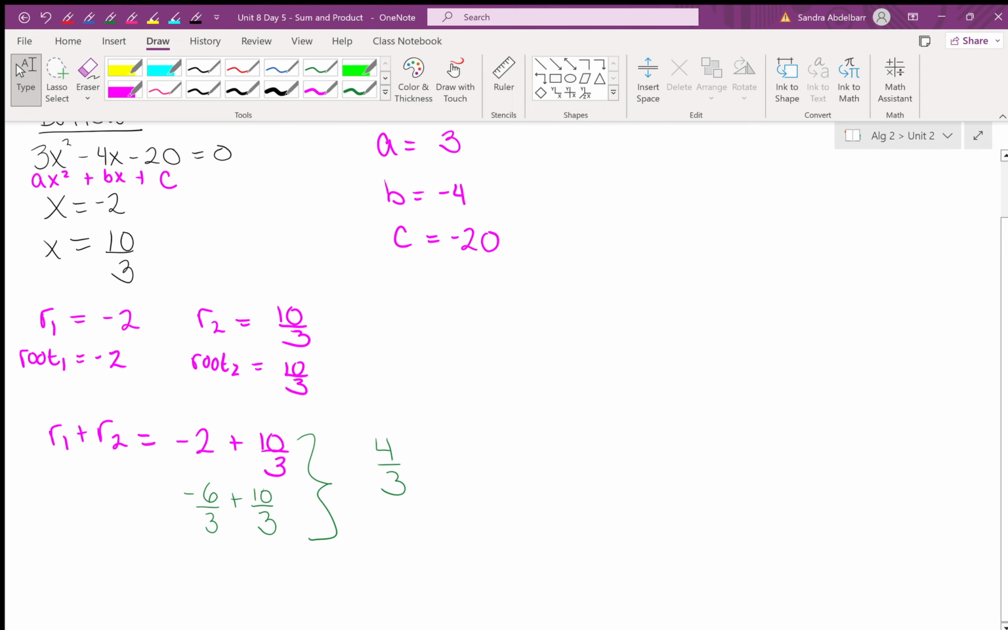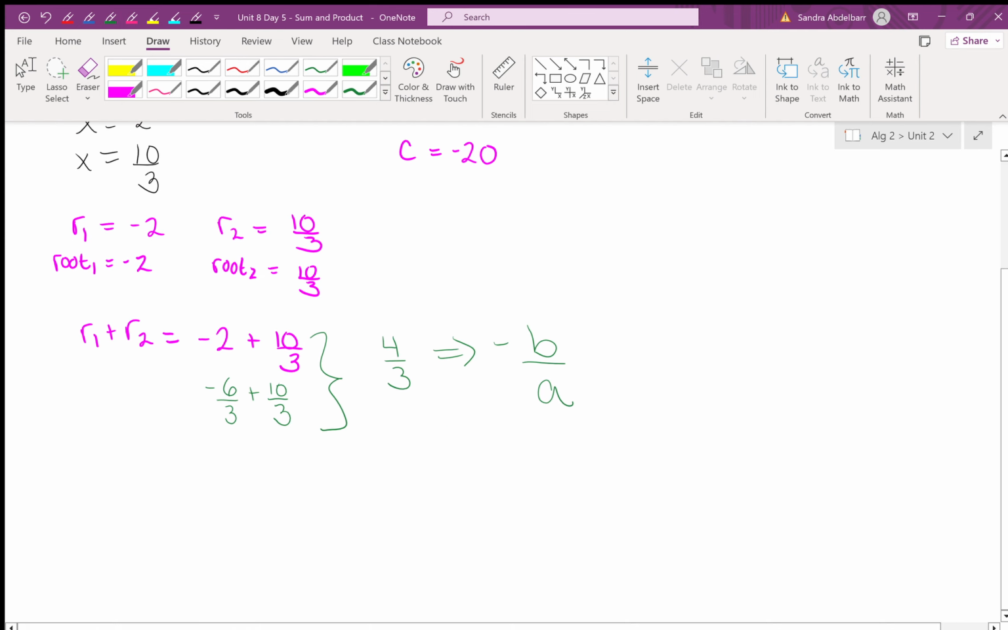Go back to our A, B, and C. What is this if we're making a ratio out of A, B, and C? Matt? This is negative B over A. That's not a coincidence. The sum of the roots, if you add the two roots together, it will always end up being negative B over A. Now let's see what happens when we multiply the roots.